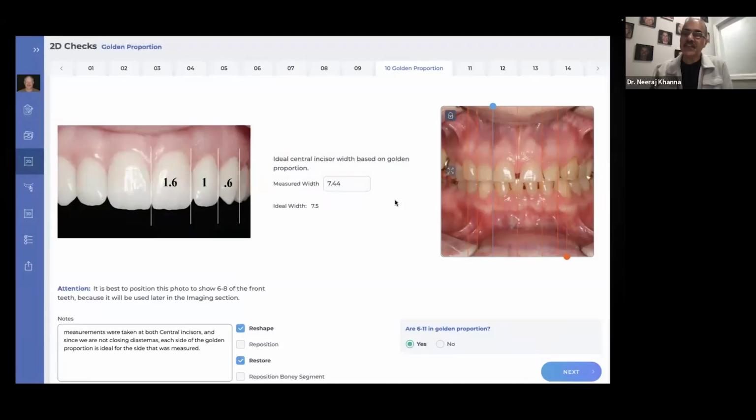Again, David is not aesthetically driven. He does not want to close these diastemas. He's perfectly content with the way his teeth look. However, he does want to change his bite. And so I'm going to leave that diastema as it is.